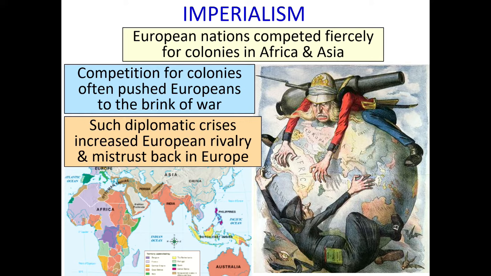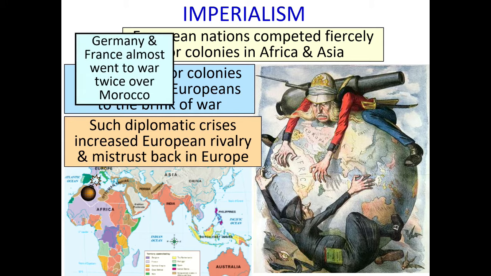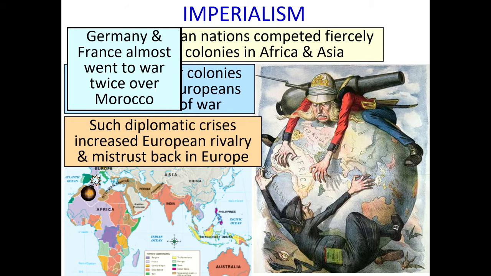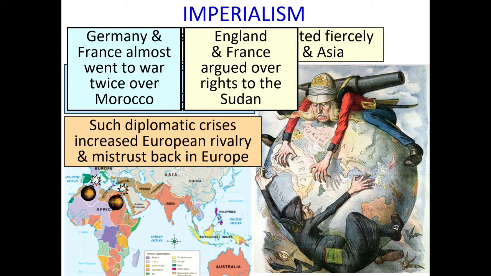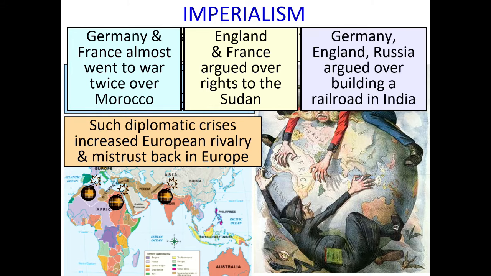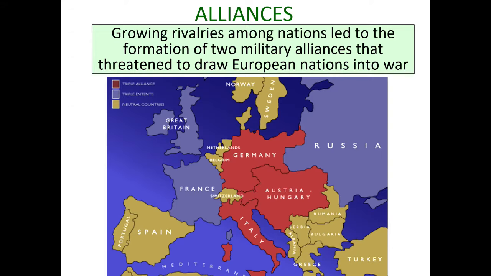And then we have imperialism. We just got done studying imperialism. European nations, as we know, competed fiercely with each other for colonies in Africa and Asia. Competition for these colonies often pushed Europeans to the brink of war with each other. And such diplomatic crises increased European rivalry and mistrust of each other back in Europe. Germany and France almost went to war twice over Morocco. England and France argued severely over the rights to the country of Sudan. Germany, England, and Russia argued over building a railroad in India.